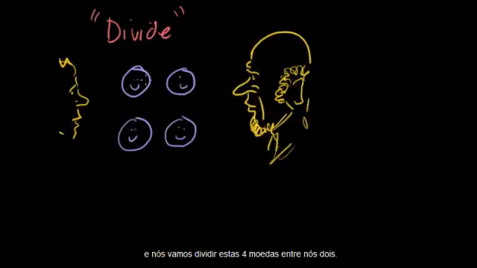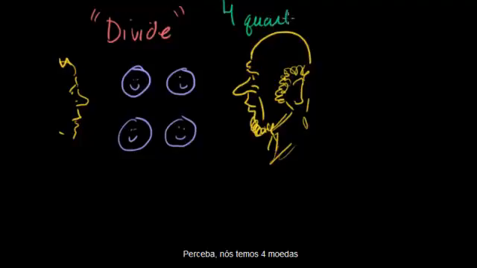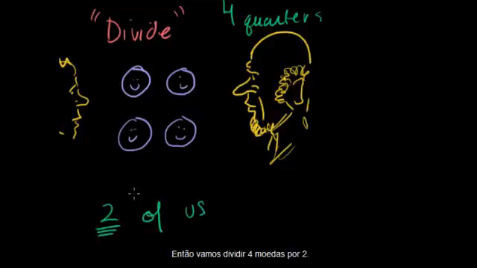And we're going to divide these 4 quarters between the 2 of us. So notice we have 4 quarters, and we're going to divide between the 2 of us. There are 2 of us, and I want to stress the number 2. So we're going to divide 4 quarters by 2. And you've probably done something like this. What happens? Well, each of us is going to get 2 quarters.